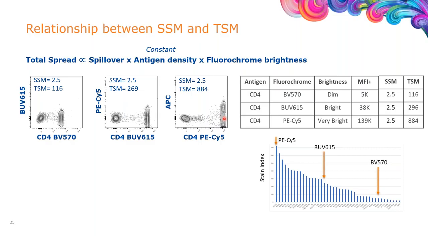So this is another case in which the SSM will not have predicted the difference in spread across these three combinations. But if you look at the TSM, you can clearly see that it increases as you can see the spread. Again, this is to show that there's a correlation between spread and MFI. The brighter the signal, the higher the amount of spread.